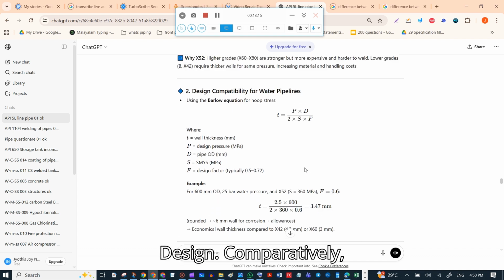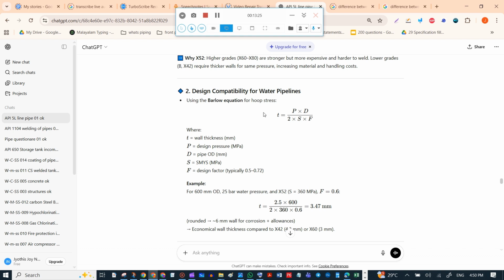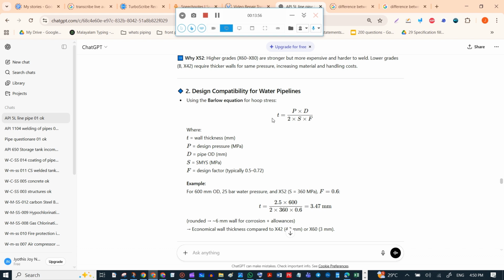So for design compatibility, we are always using Barlow's equation for hoop stress. That is PD equal to 2FST. S means yield strength, F is a design factor. P means design pressure, and the force P into D is resisted by yield stress into T. So rearranging, we get T equal to P into D divided by 2 into S into F.